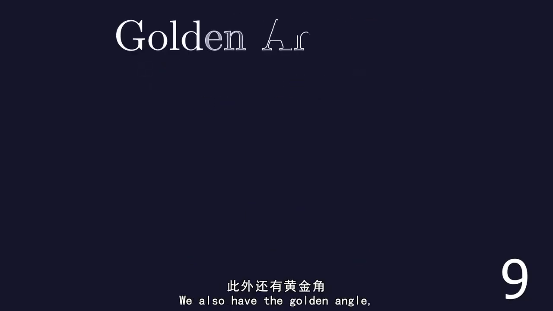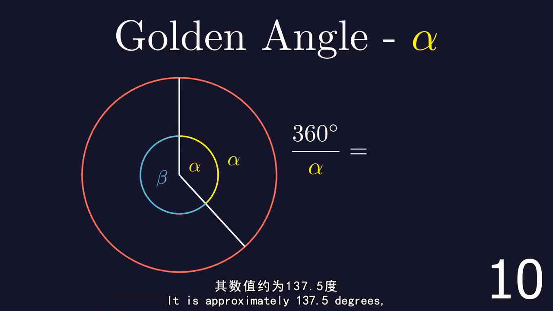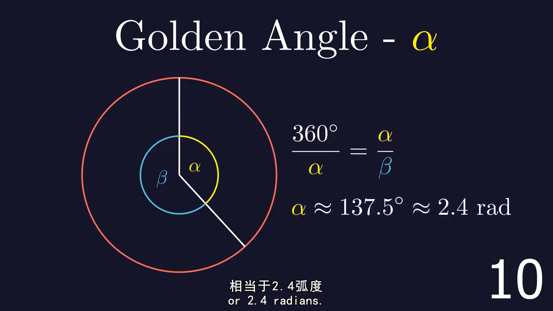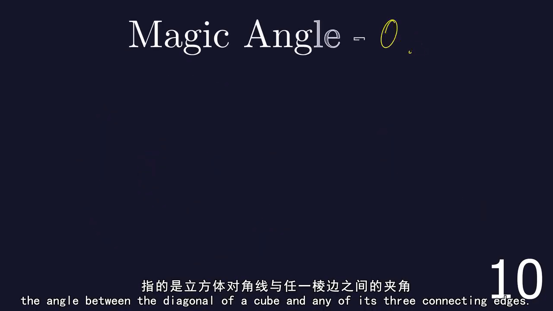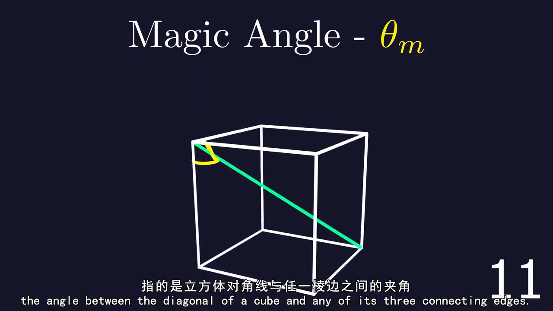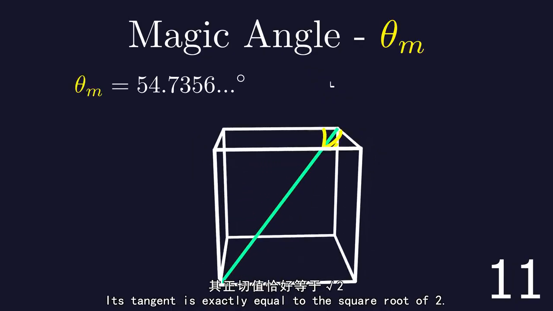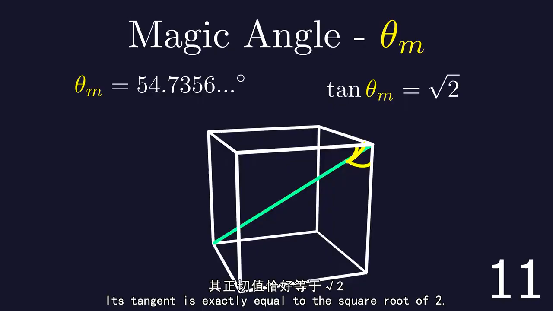We also have the golden angle related to the golden ratio but for angles in a circle. It is approximately 137.5 degrees or 2.4 radians. There's also the magic angle, the angle between the diagonal of a cube and any of its three connecting edges. This angle is around 54.7 degrees. Its tangent is exactly equal to the square root of 2.